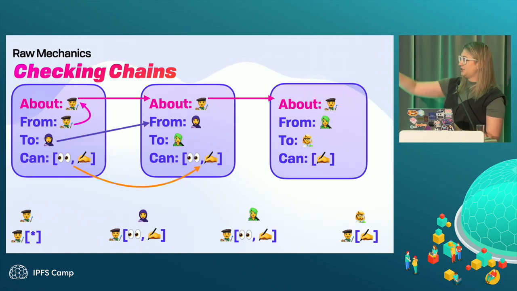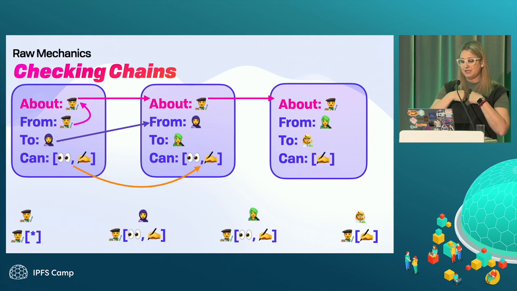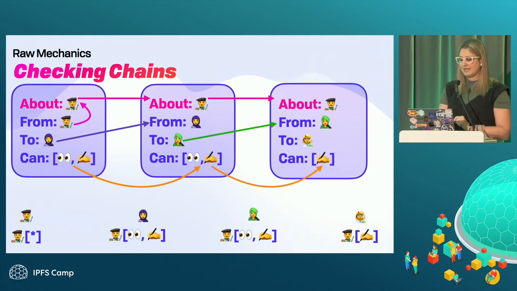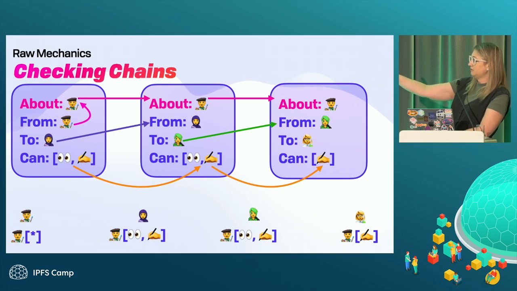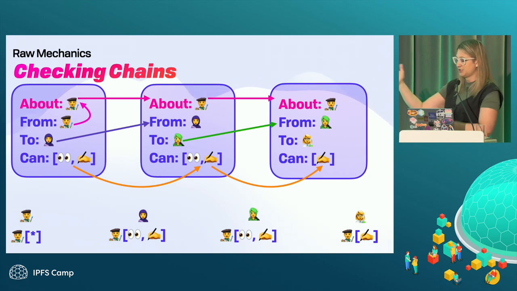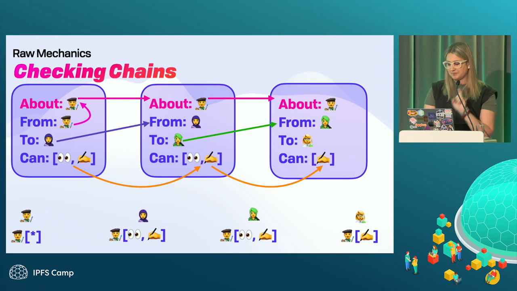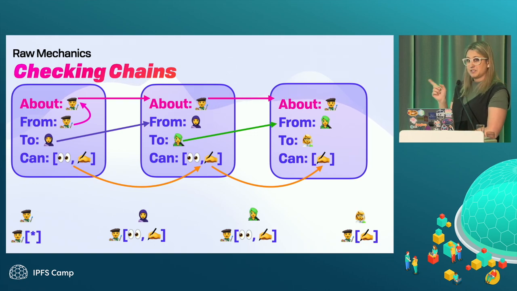Then we have to make sure that the to and froms match up. So this got delegated to me, and then I delegated to somebody else, and they delegated to somebody else. We make sure those match up. And that the things that you're allowed to do always shrink. At every delegation, we're always getting smaller, as mentioned before. How do we make those smaller?